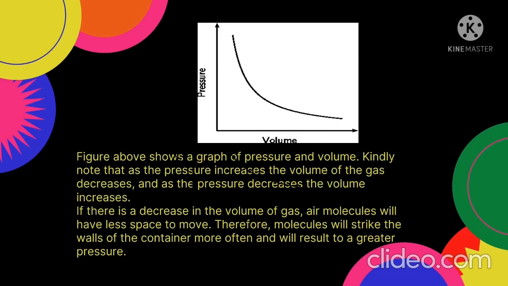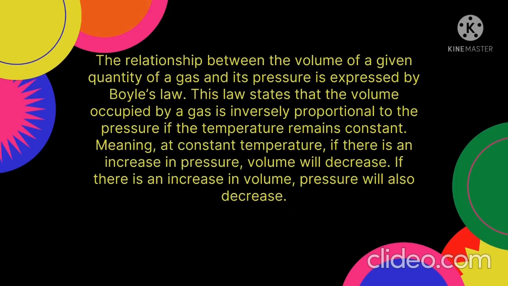The graph. This graph shows pressure and volume. Kindly note that as the pressure increases, the volume of a gas decreases, and as the pressure decreases, the volume increases. So if there is a decrease in the volume of gas, air molecules will have less space to move. Therefore, molecules will strike the walls of the container more often and will result in a greater pressure. So this is the relationship between the volume of a given quantity of gas and its pressure.